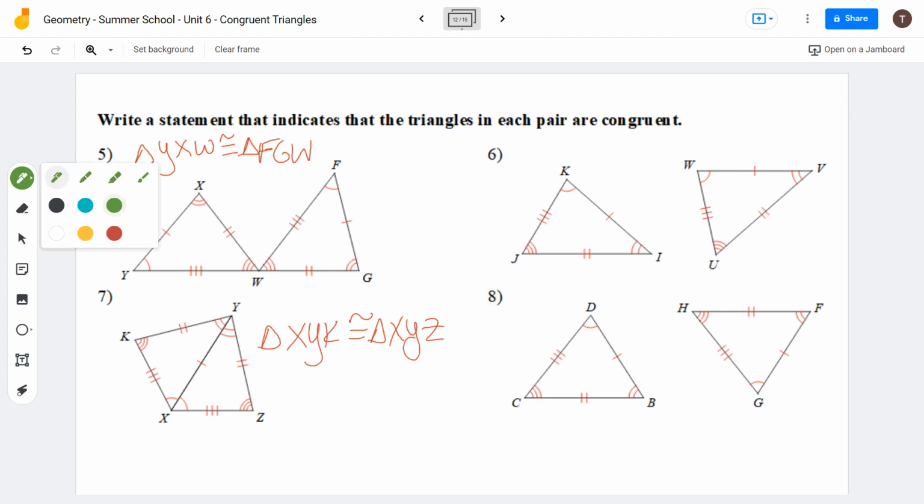If I started this out as KXY, then all that's going to do is change my triangle over here. So K was 3, that would start with Z. X was 1, that corresponds to X. So as long as the corresponding parts match up, you can have them in any order.